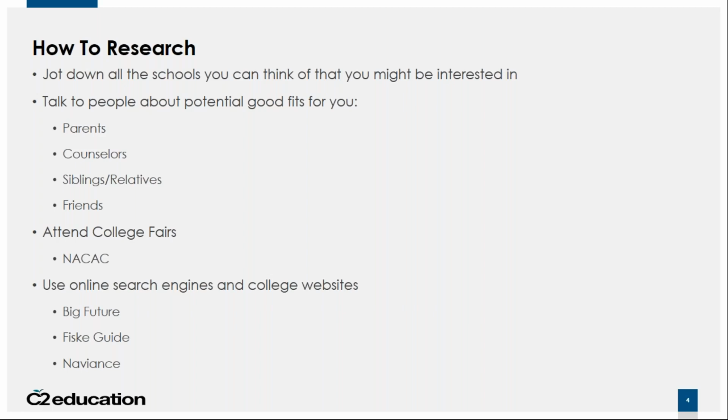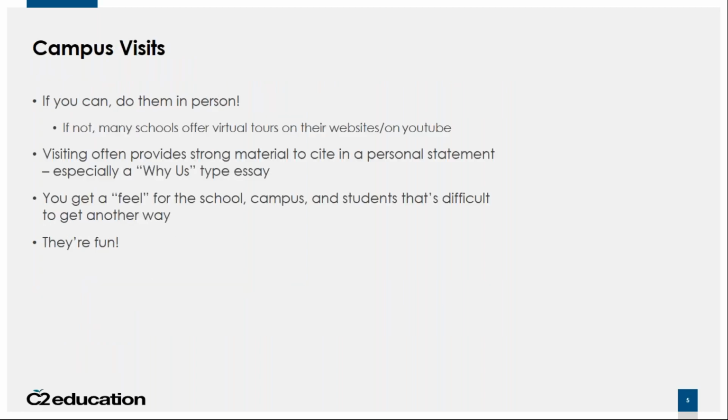Make sure there are things to do either on the campus or in the town or city around it. Make sure that it's, again, someplace that you would want to go to and spend that time there. And if you still don't know, or in general, just do it, right? Go to campuses, go to campus visits.